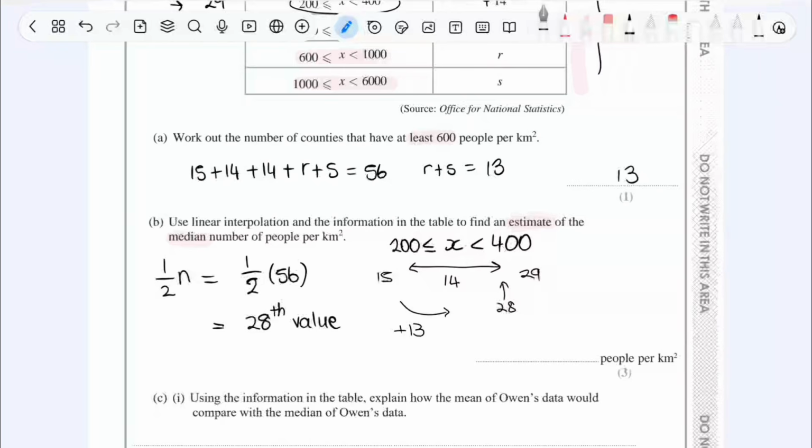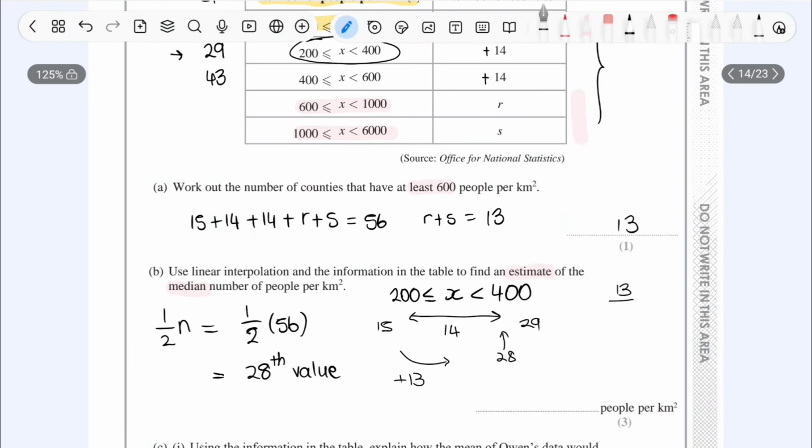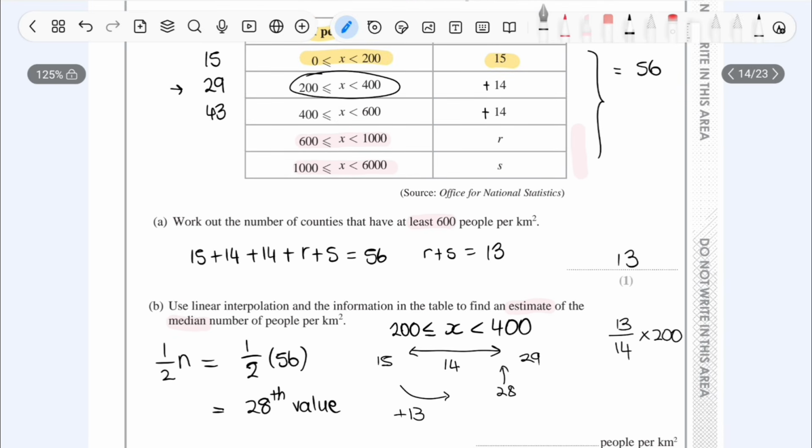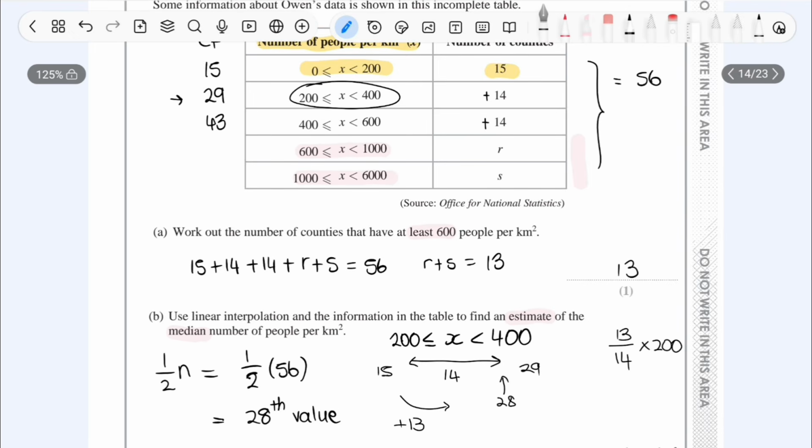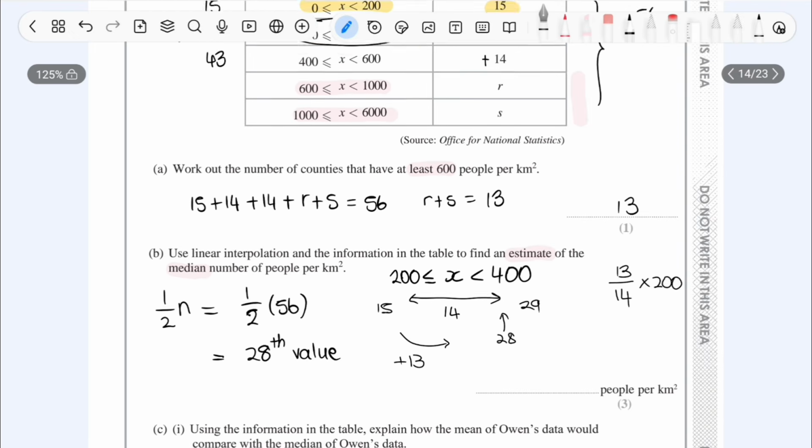And so there we can do 13 out of the total of that interval, which is 14. And the class width is 200. Now an assumption of this, because it's an estimate, is that it's evenly spread throughout the whole interval. So we'll multiply it by 200. As you can see, 200 to 400 is a 200 gap. Now that's not all. Now we know how far into the interval we're actually going, if you visualize it. But where do we actually start? Well, we add it onto the 200.